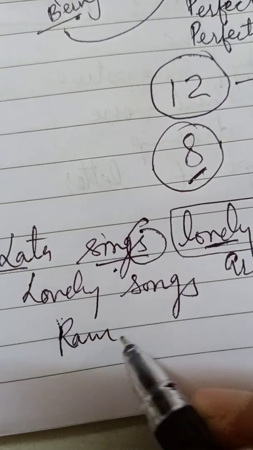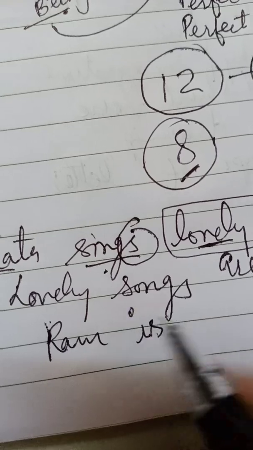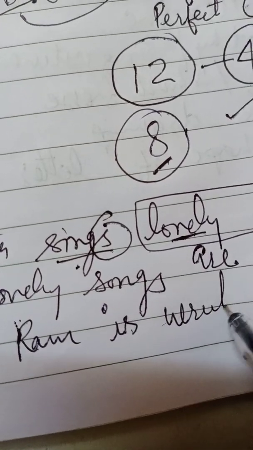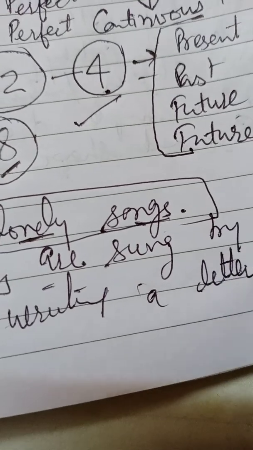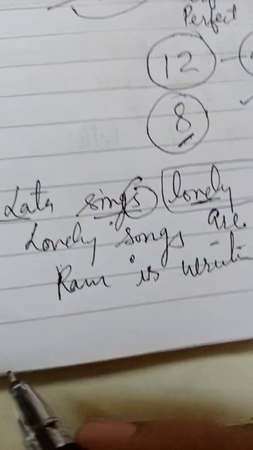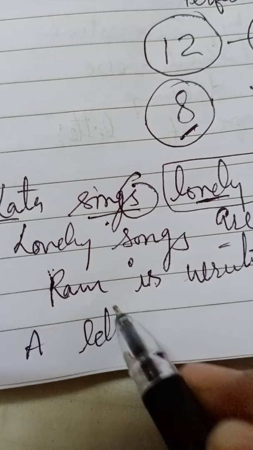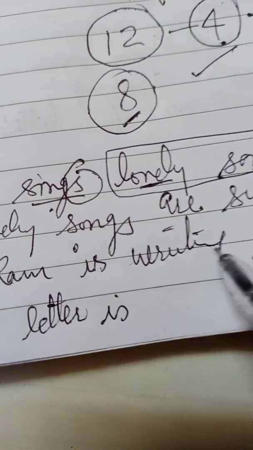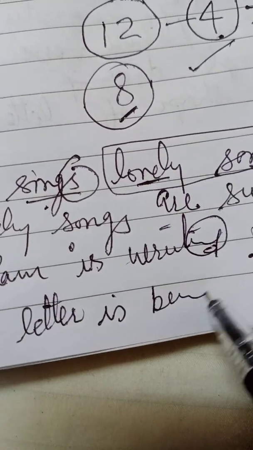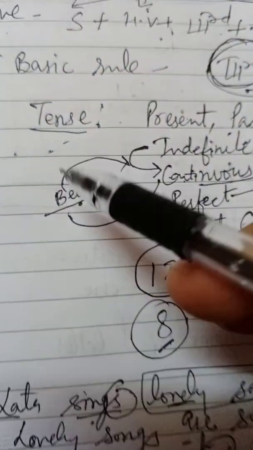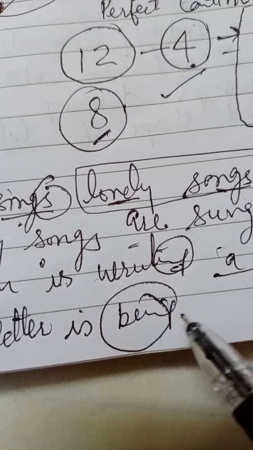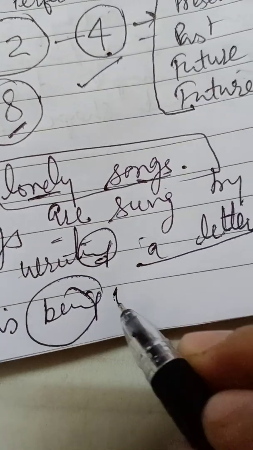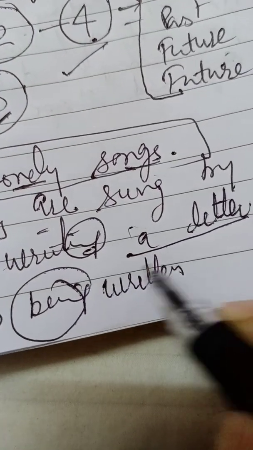Then second, we write one example of present continuous. Ram is writing a letter. It's very simple. So a letter will be the object. A letter is, and ing will be changed into being. Okay, I told you this one, being. So a letter is being, and the third form of write is written, by Ram.